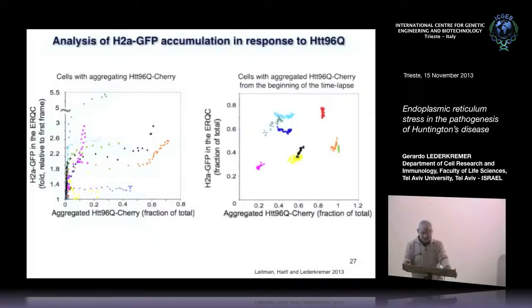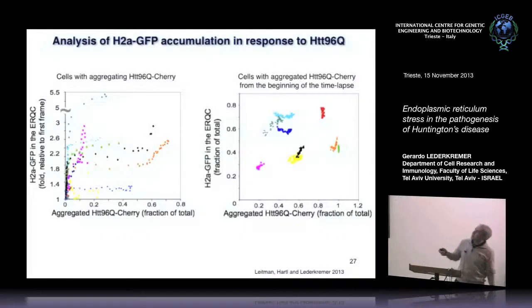Very interesting is if we look at cells that have aggregates from the beginning, and they formed before the observation started, they had aggregates. We don't know from when. And we can see that here, if we look at how much ER protein is in the ERQC and how much huntingtin is in aggregates, there's very little change during the experiment. It means that, okay, most of the huntingtin is already recruited there, and there's no increase in the ER stress.